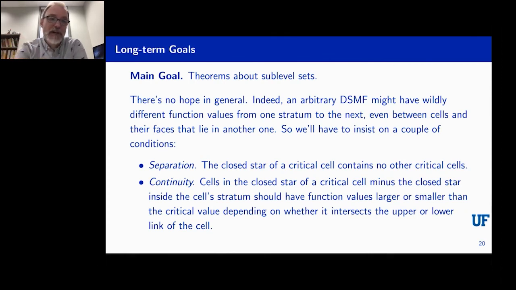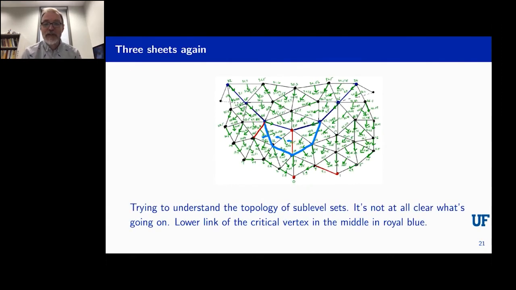So to get sublevel set theorems, we're going to have to insist on a couple of conditions. One is a separation condition where the critical cells aren't clumped together. You can subdivide to make that happen. But you want something like continuity, where if you take the closed star of a critical cell and you throw away the closed star inside the cell's stratum, those cells should be either always bigger or always smaller than where you are.